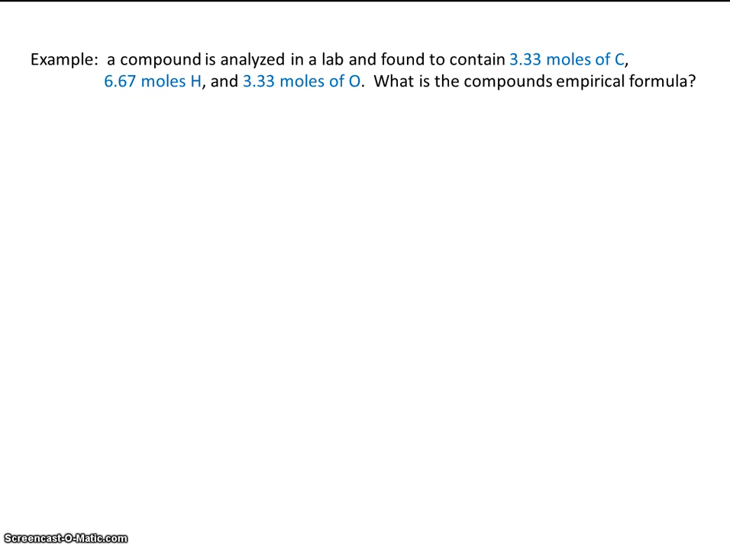Let's look at an example problem. A compound is analyzed in a lab and found to contain 3.33 moles of carbon, 6.67 moles of hydrogen, and 3.33 moles of oxygen. What is the compound's empirical formula?